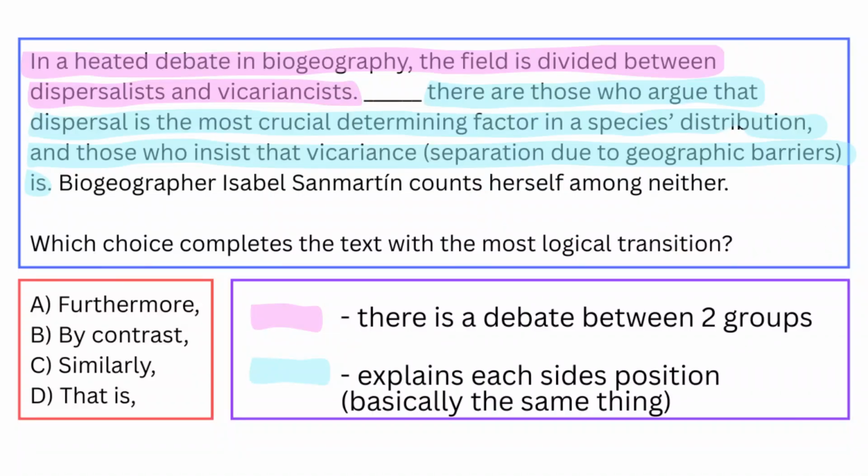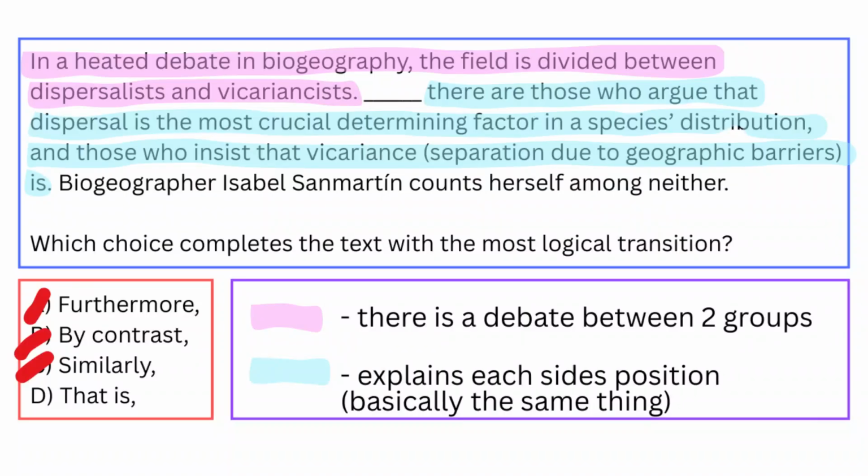So furthermore is an agree transition, and when you're dealing with an agree transition, you need to have a different idea that supports the first one. That's not happening here, so it can't be right. The second one, by contrast, is a disagree transition. We're clearly not disagreeing here. We can get rid of that. C is also an agree transition, and it doesn't work for the same reasons as furthermore.